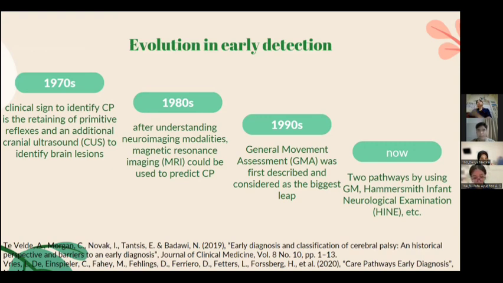In the next decade, the 1990s, general movement assessment, or GMA, was first described and considered the biggest leap. And now, two pathways using GMA, Hammersmith Infant Neurological Examination, shortened as HINE, and so on, could be used to do early detection of cerebral palsy itself.